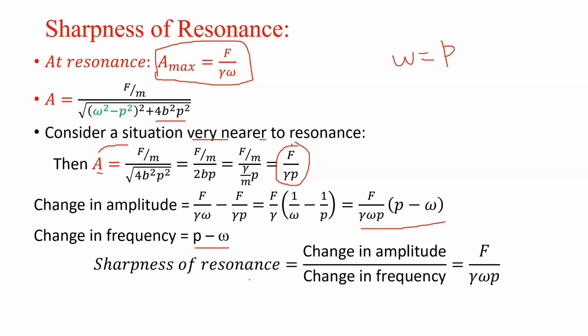Now, sharpness of the resonance is change in amplitude by change in frequency. So the change in amplitude is this much and the change in frequency is this much. If you divide these two, then p minus omega and this p minus omega cancel here. Then what is the sharpness of resonance? f by gamma omega p. So sharpness of resonance also depends on the damping coefficient. If the damping coefficient is high, then sharpness is low. If the damping coefficient is low, then sharpness is high.